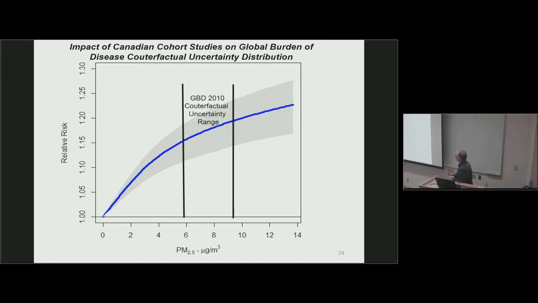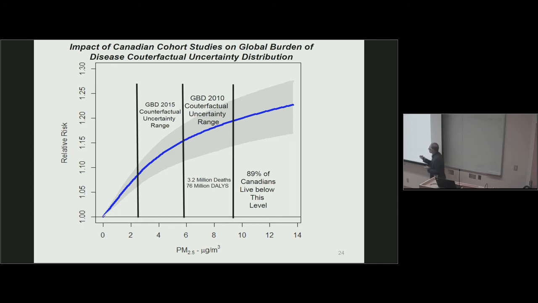Now, from the Global Burden of Disease Program, in 2010, we created what's called a counterfactual uncertainty distribution. That is an interval of exposure where we were unsure that there would be any association. And our initial estimates of 3.2 million deaths and 76 million DALYs were based on that uncertainty interval. 89% of Canadians live below that level. In 2015, based on some studies done around the world, but mostly on a number of Canadian cohort studies, the Global Burden Program decided to lower this uncertainty level, and we ended up with 4.2 million deaths globally and 100 million DALYs. So now the current uncertainty level is saying, well, we really think there's an association above this level. We really don't think there's any association below this level, and we're uncertain in the middle.